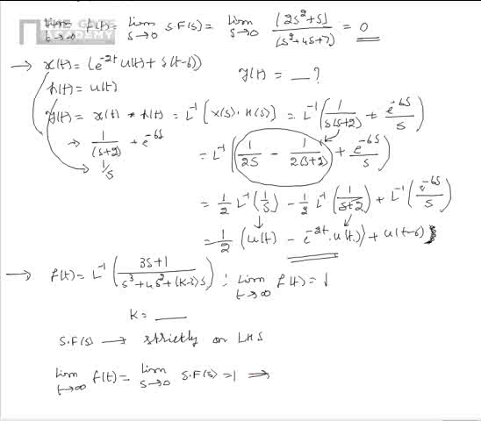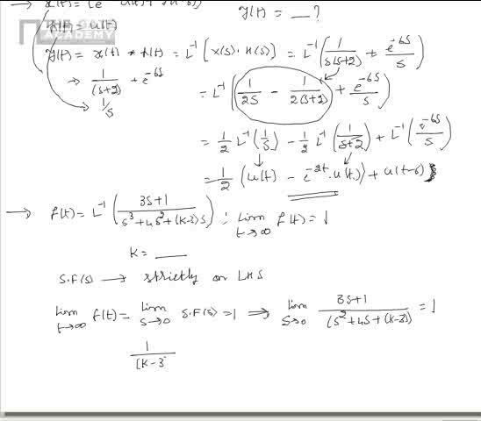This is equal to 1, which upon simplification becomes limit s tends to 0 of 3s plus 1 divided by s square plus 4s plus k minus 3. This is equal to 1. Upon substituting s is equal to 0, we get that 1 by k minus 3 is equal to 1. That implies k is equal to 4. So the value of k which satisfies the given condition of limit t tends to infinity f of t is 1 is k is equal to 4.